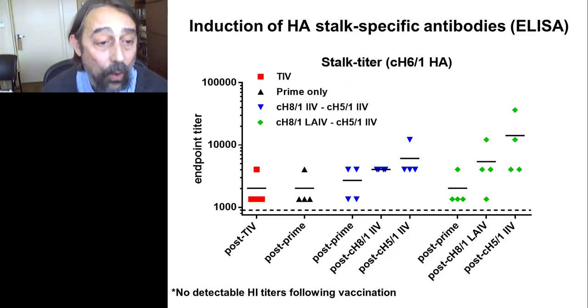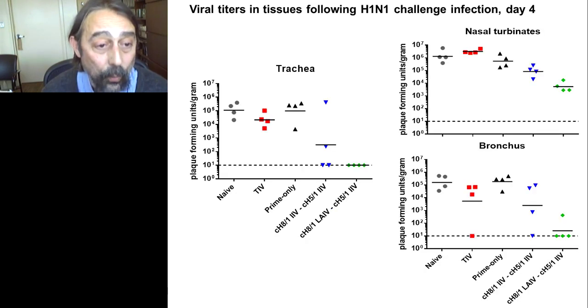Now, when we challenge with a virus that is pandemic H1N1, which does not have any of the heads of the vaccine, the first thing we see is good levels of antibodies induced against the stalk by the chimeric vaccines, either in blue or in green. There are high levels of antibodies after the last boost. And when we challenge with pandemic H1N1, we get a nice reduction in virus by the chimeric vaccines, especially the one that is live attenuated followed by inactivated, in the trachea, in the nose, and in the bronchi. And that's better than what we get, for example, with inactivated influenza virus vaccine.